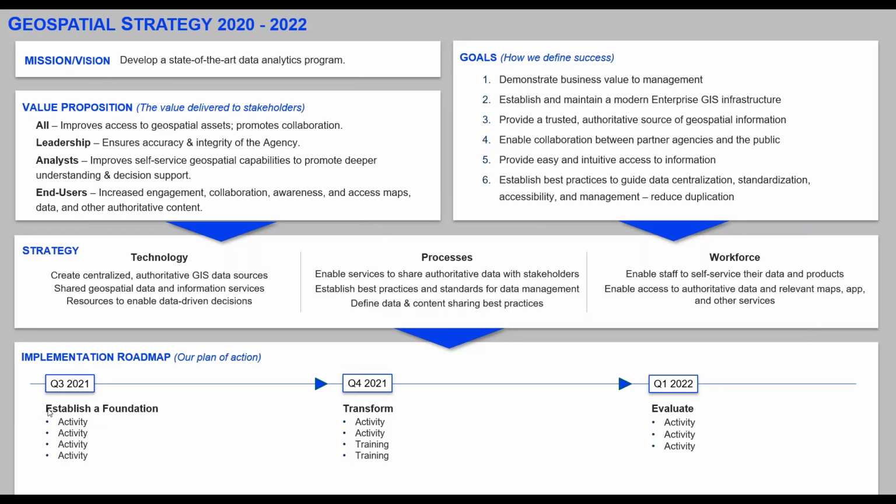Well, we're going to do that by establishing a foundation. This is where you would have a lot of activities, making sure that you stand up the technology and hardware, software, things that you need in order to actually get started on your vision. And then transforming is really sitting down and understanding the various staff and department needs.